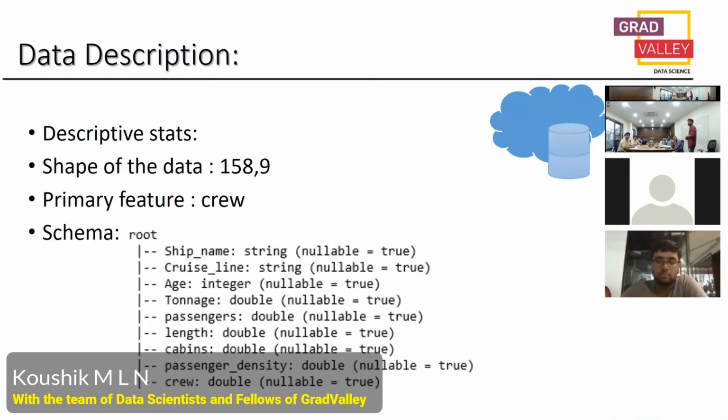We have 158 rows and 9 columns, and the primary feature is crew. We have to predict how many people you want to recruit. So the schema is ship name, cruise line, age, and tonnage. Tonnage is in tons. Then age, and passengers. Yeah, these are the variables which we have.